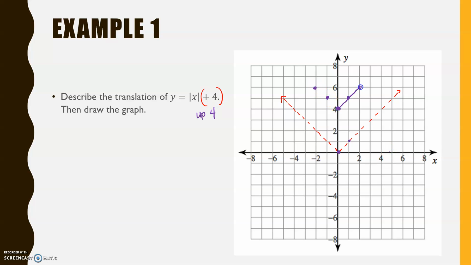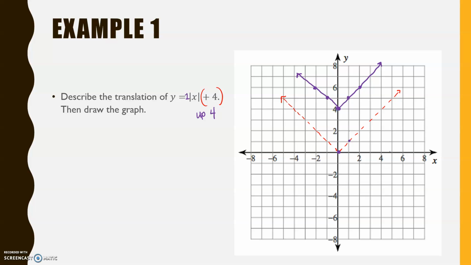Another way to think about it is that we are going to start by moving our vertex up 4 units. And then I told you yesterday that we would think of this as our slope, and it is the slope of 1, so I would go up 1 over 1, up 1 over 1. And if you don't want to draw the parent function that way, you don't have to. But that's it. I've described my translation and drawn the graph.